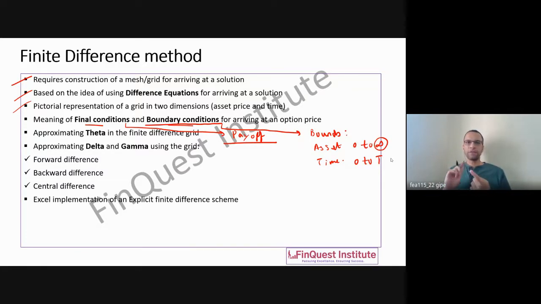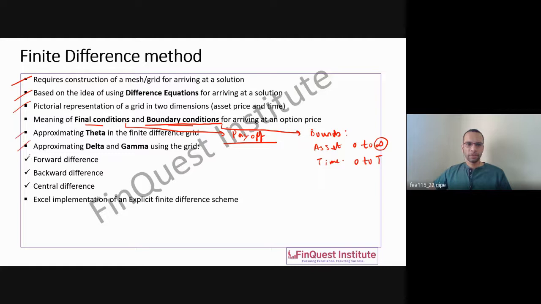Once you define the final and boundary conditions, you can have a unique solution for a partial differential equation. So when we solve the equations, once we set these two things, we are good. Then we can start implementing them in practice.